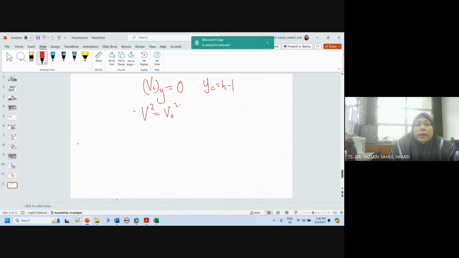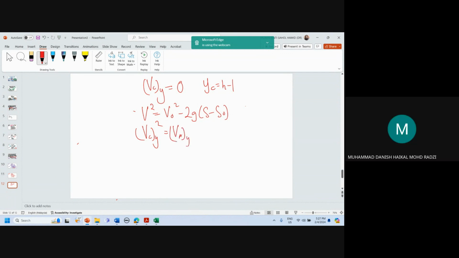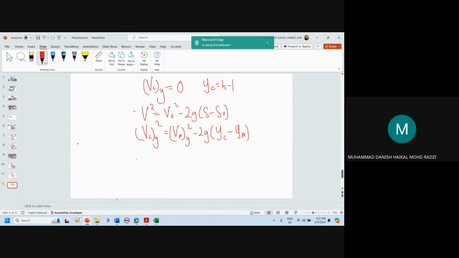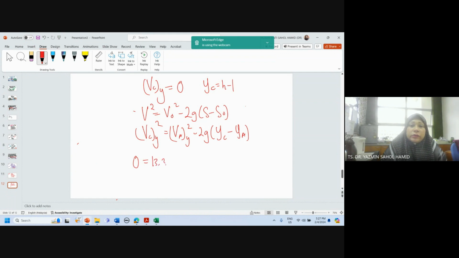V squared equals V naught squared minus 2G times S minus S naught. Oops, something is flying, my pen. Because when you use this equation, you need to relate two points. So for this question, it will be VCY squared, and our initial will be A, so VAY. Our S now is YC minus YA. So VCY we know is already 0. VAY is 13.38 sine 30, and don't forget to square it. Minus 2 times 9.81 times YC, which is H minus 1, and YA is 0. So from here, you can already find H.